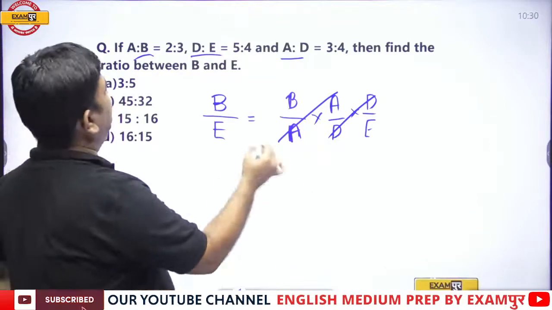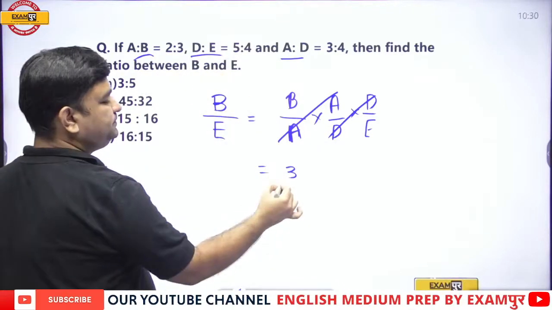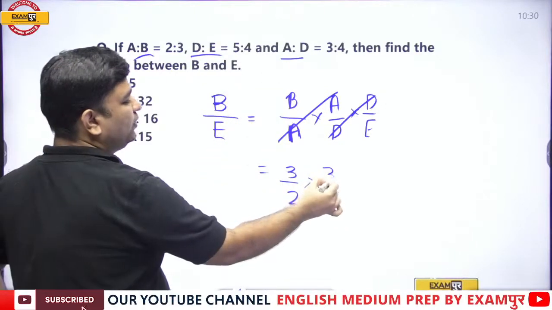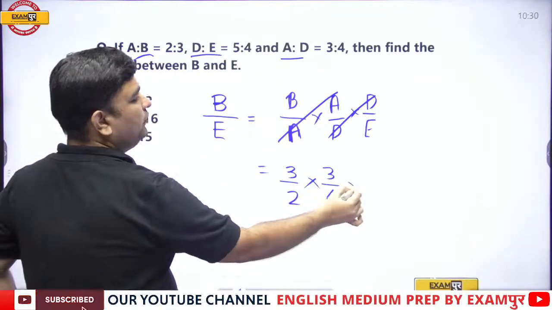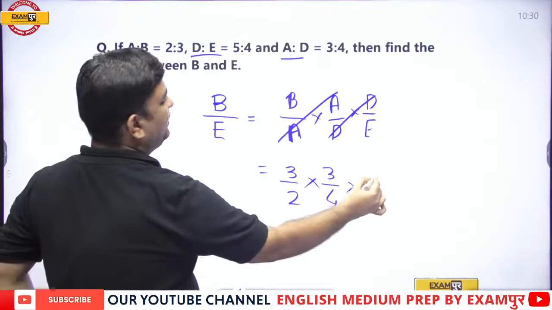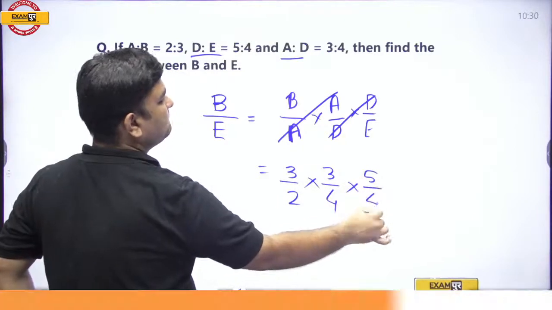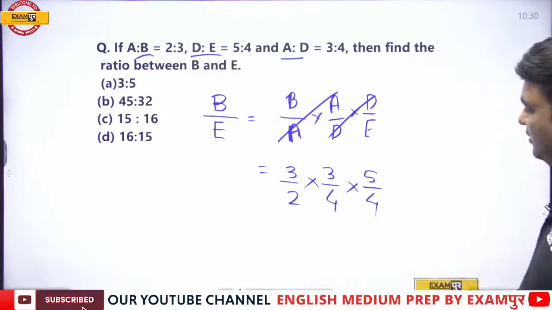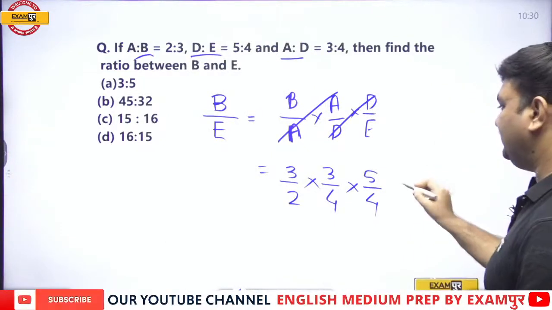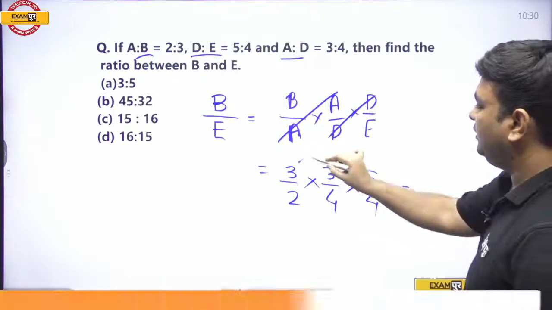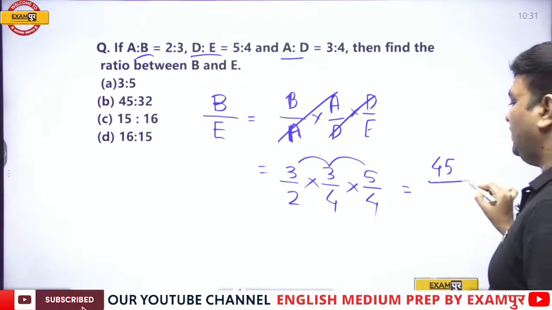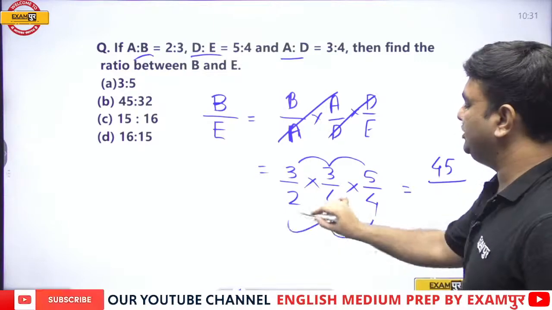What is B by A? It's 3 by 2. What is A by D? 3 by 4. What is D by E? 5 by 4. So, is there anything which we can simplify? No. 9 5s are 45, and 16 2s are 32.